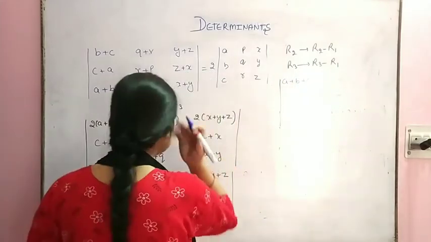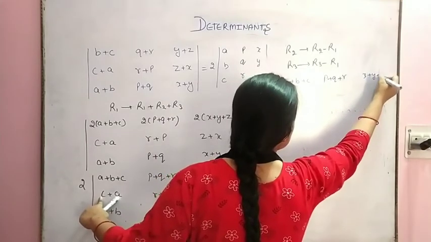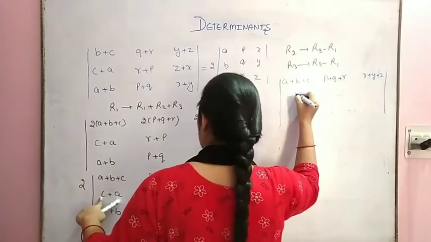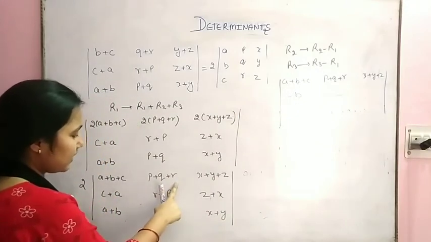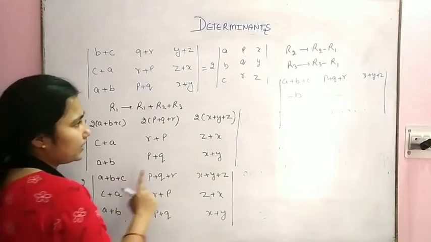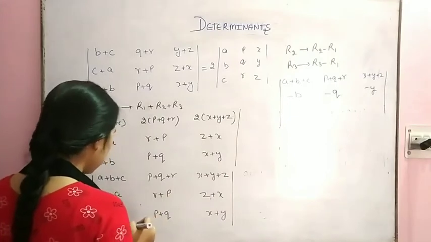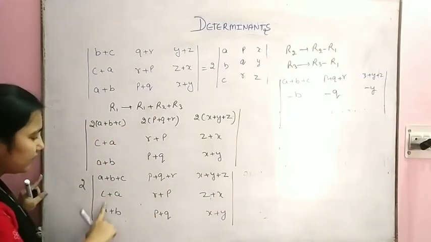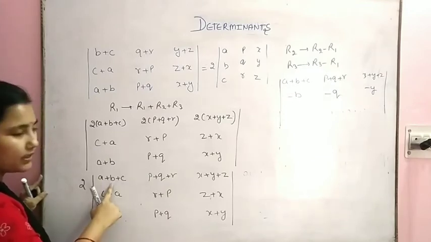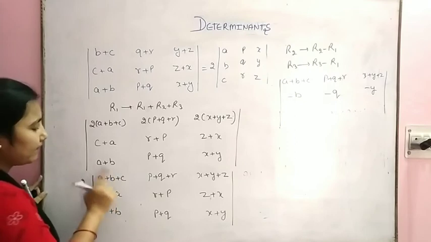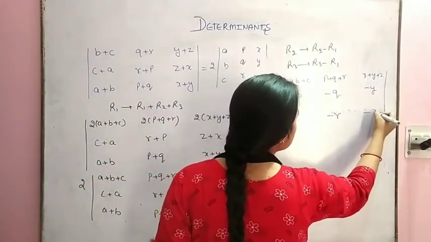First row is the same. X plus Y plus Z. We get minus B here. And for this, R plus P minus Q and minus R. R and R will be cancelled out. P and P will be cancelled out. Here we get minus Q, and similarly we get minus Y here. Similarly, if A plus B plus C is subtracted by A plus B, what we get? A plus B and A minus B will be cancelled out. We get only C here. Similarly, we get only R here and we get minus Z here.